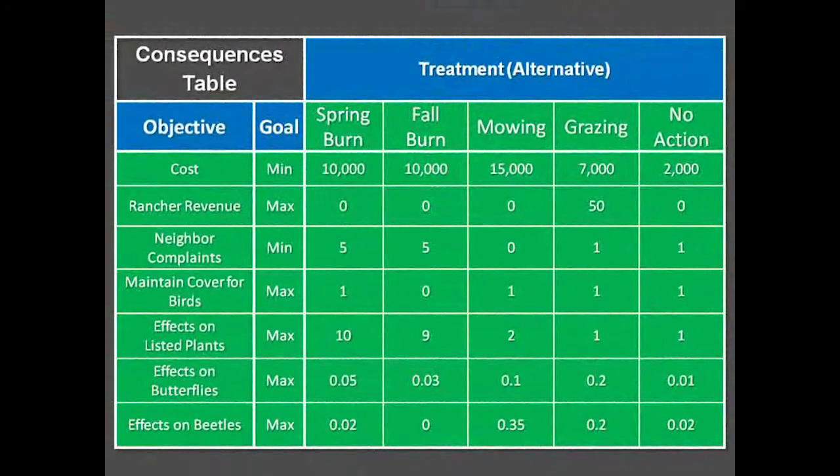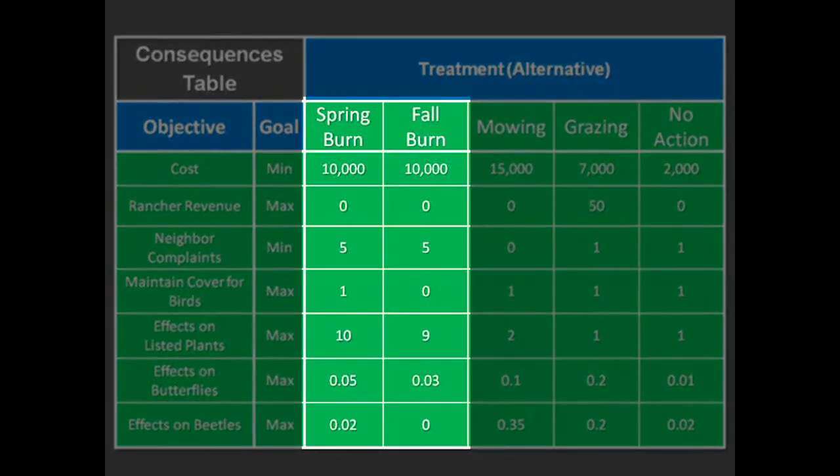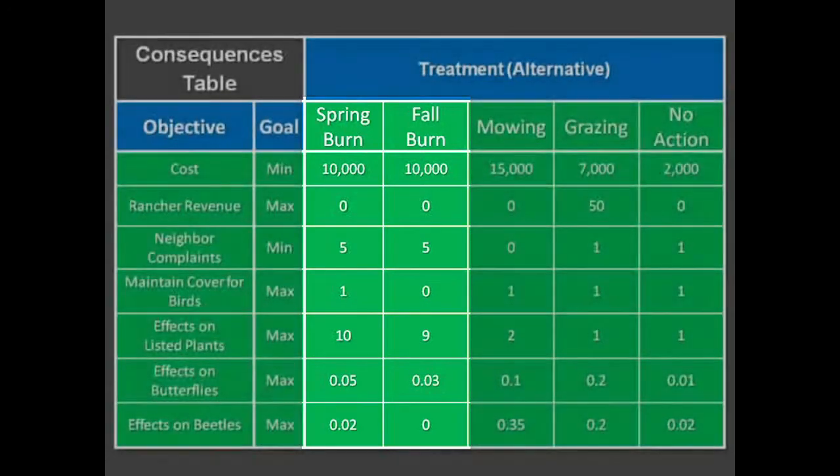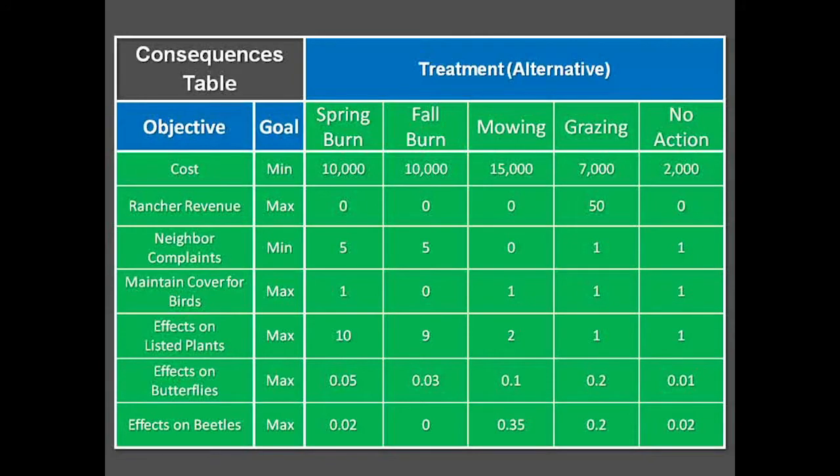You got a chance to practice the dominated alternative, even swap, and irrelevant objective methods to simplify a fairly big multiple objective decision problem. And this is the rolling thunder decision problem. So let's just walk through the solution together and see if everyone got the same kind of information out of it. Well, the first thing we notice is that the fall burn is dominated by the spring burn. And we notice that because the fall burn costs the same, has the same rancher revenue, same neighbor complaints, does less well in maintaining cover for birds, does less well on effects on listed plants, does less well on effects on butterflies, and does less well on effects on beetles.